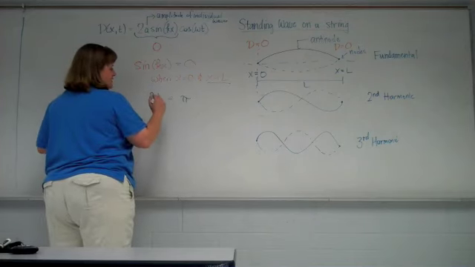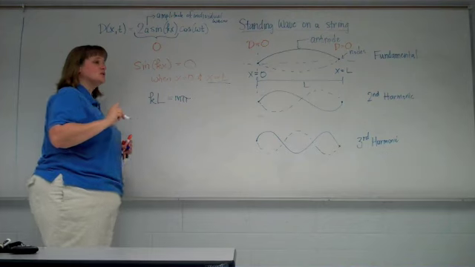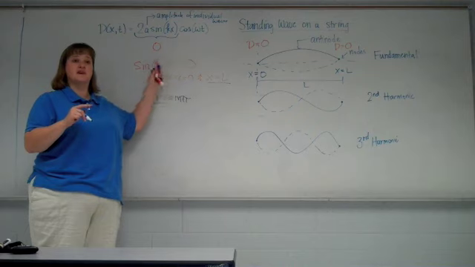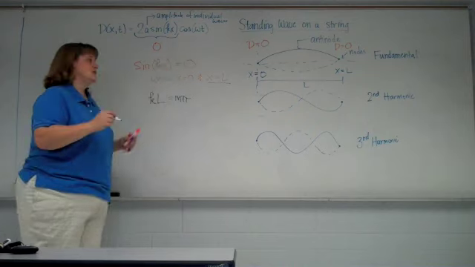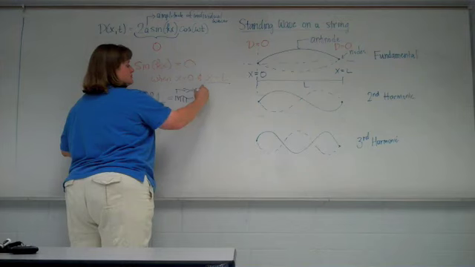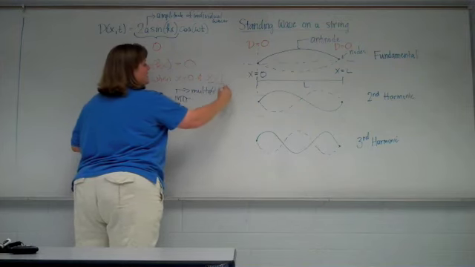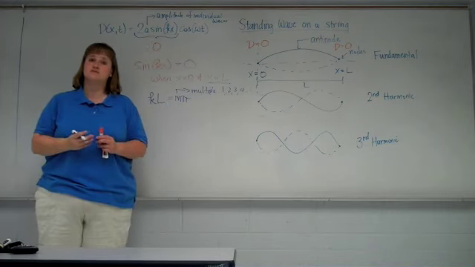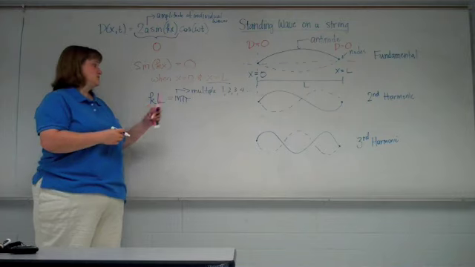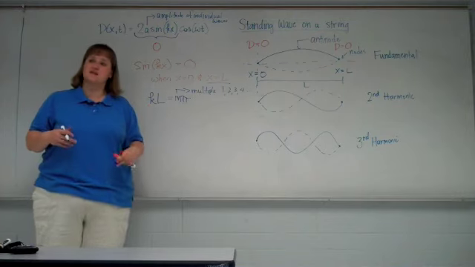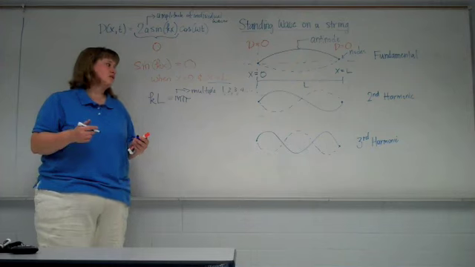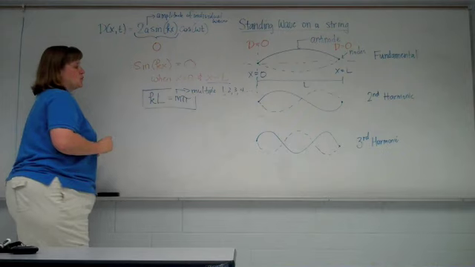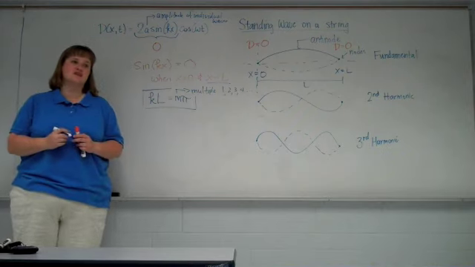So let me modify this. Any whole number multiple of pi is going to give us 0 when we take the sine of it. You right with that? So m is just a multiple, meaning it's 1, 2, 3, 4, and so forth. So it's just a whole number. We know the sine of pi is 0, the sine of 2 pi is 0, the sine of 3 pi is 0, and so forth. Okay, so this condition right here will give us a node at the end of our string.